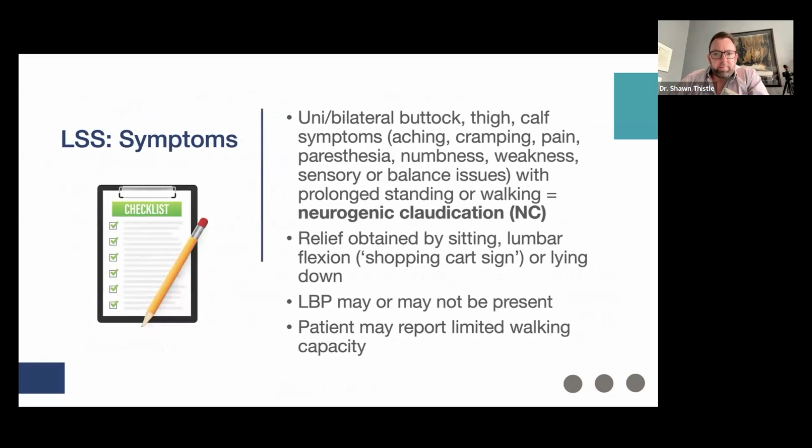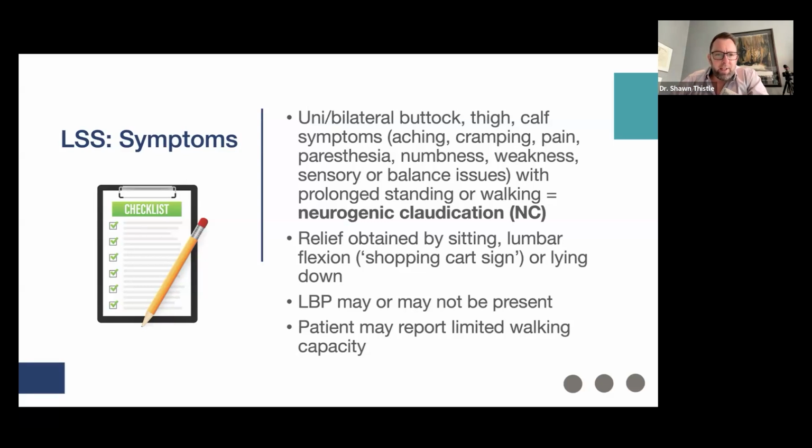From a symptom perspective, they can present with unilateral or bilateral buttock, thigh, or calf symptoms. And this is a range of things. You might have to drill down and get them to describe it for you a little more: aching, cramping? Is it painful? Is it numb? Does it feel buzzy? Is there a feeling of weakness? Do your legs feel heavy? Does it feel any different when your pants are touching your skin, or your socks or your shoes? And are you experiencing any balance issues? They can experience any or all of those symptoms in one or both legs, but it generally happens with prolonged walking or standing. And that is the neurogenic claudication symptom constellation that I mentioned a moment ago.